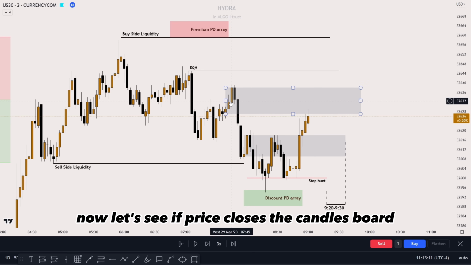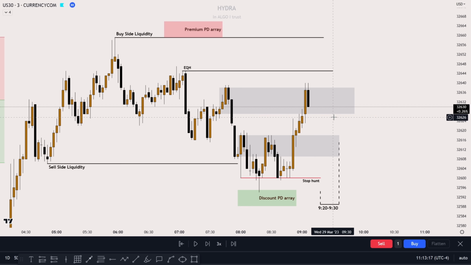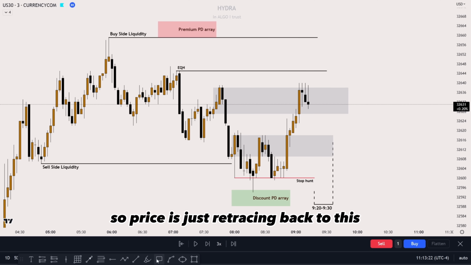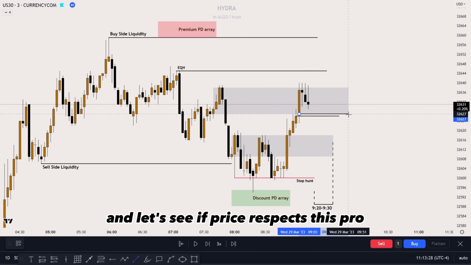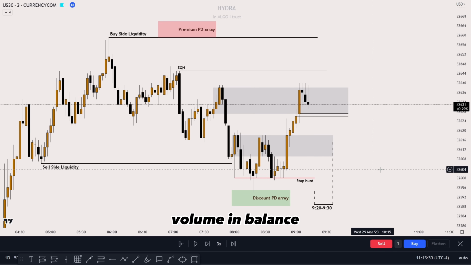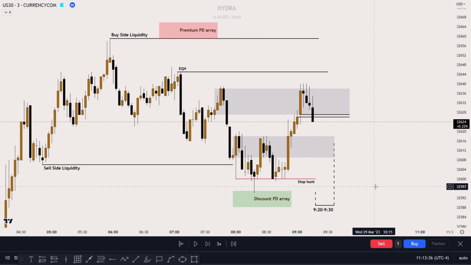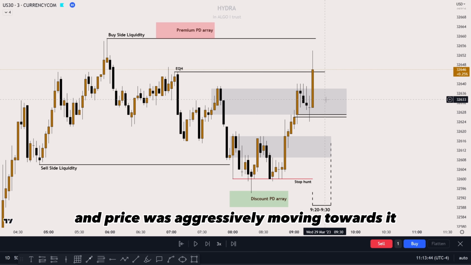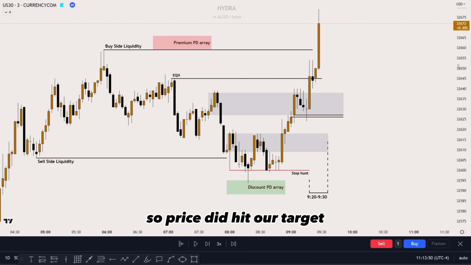Now let's see if price closes the candle's body above this breaker block right here. So price is just retracing back to this volume imbalance that you see right here. That's a volume imbalance, and let's see if price respects it. And we are also getting close to our macro zone, right? So price did close the candle's body above the volume imbalance, and price was aggressively moving towards it. So price did hit our target.